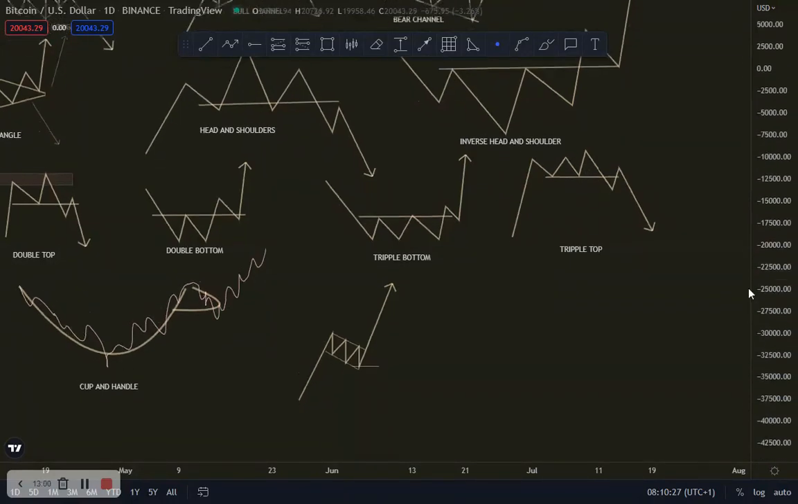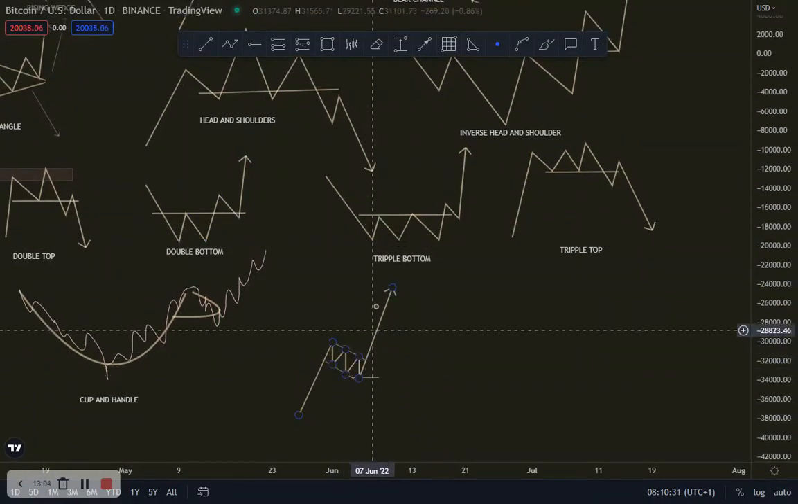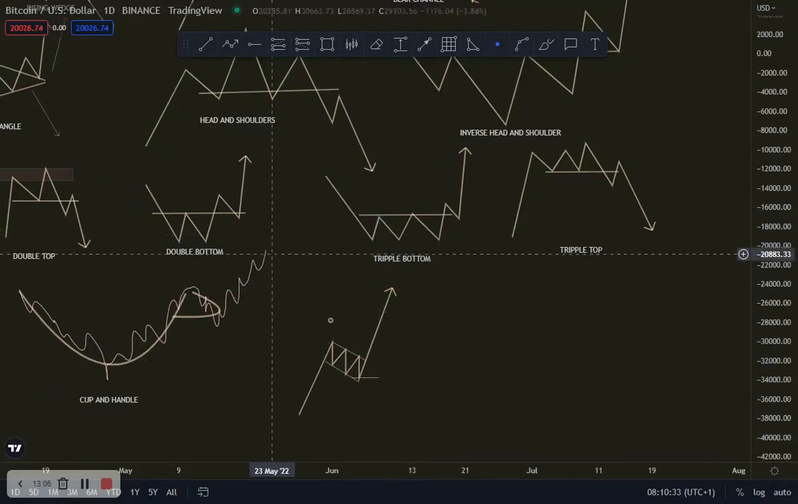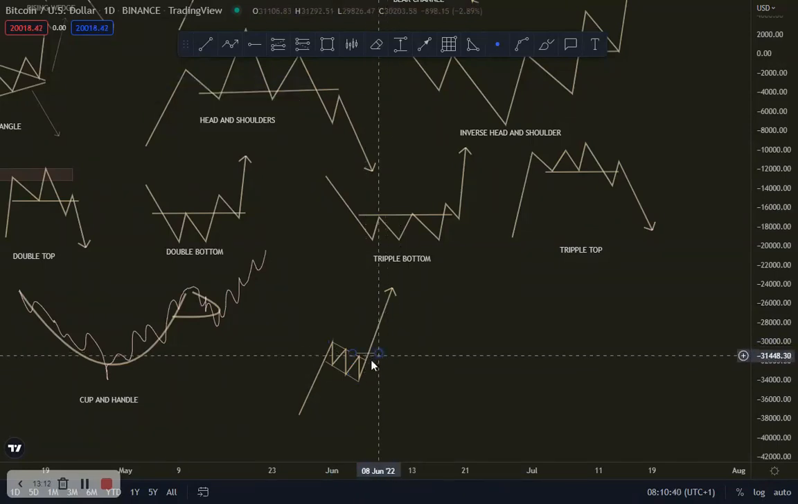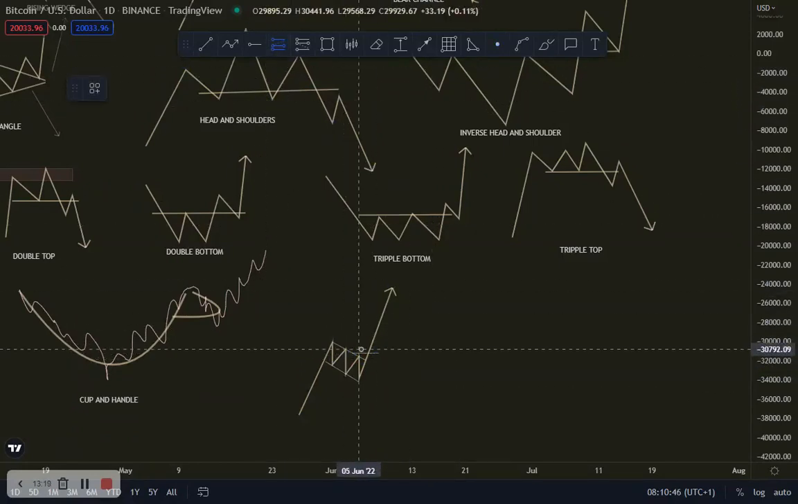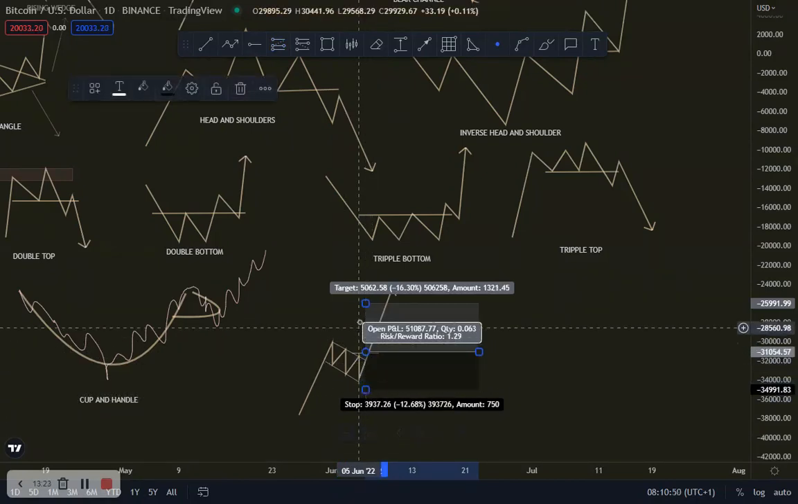So about this impulse and correction, we need to have an impulsive phase, a corrective phase, and then a breakout. To confirm that price is going to continue its bullish nature, you need to wait for a breakout of this trend line to take your trades from here. From the breakout, you have your stop loss below this pattern and your take profit.